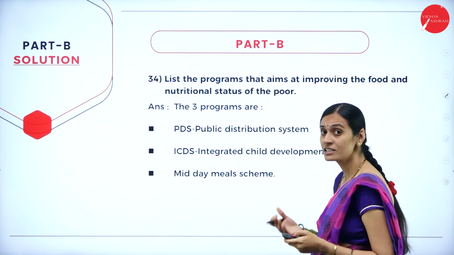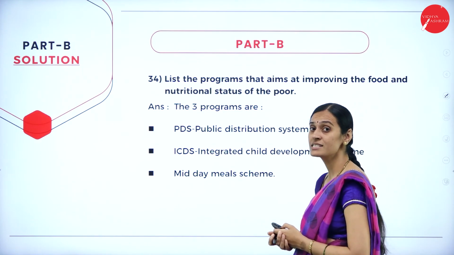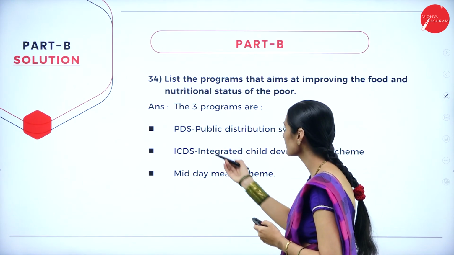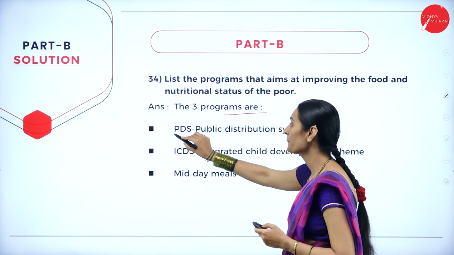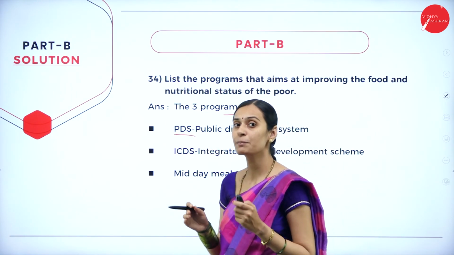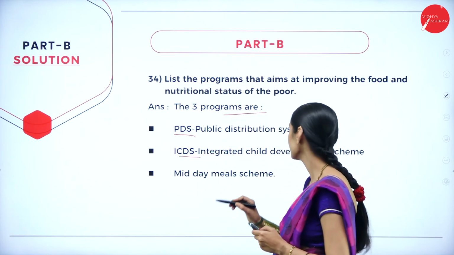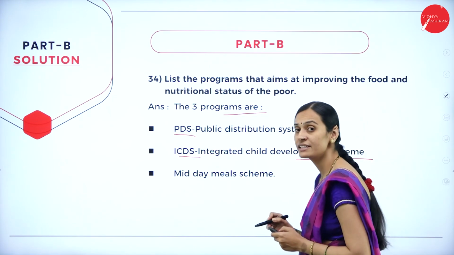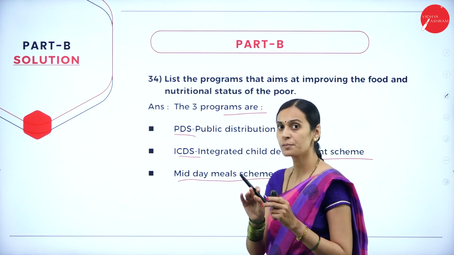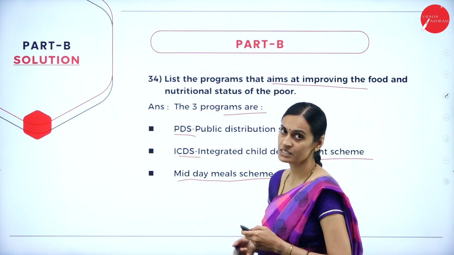And next one, what are the different programs aimed at improving food and nutritional status? It comes under the poverty alleviation programs. There are 3 important programs. One is PDS, Public Distribution System, which works through fair price shops. Next, ICDS, Integrated Child Development Services. And the third one is the midday meal scheme. So these are the 3 important programs aimed at improving food and nutritional status.